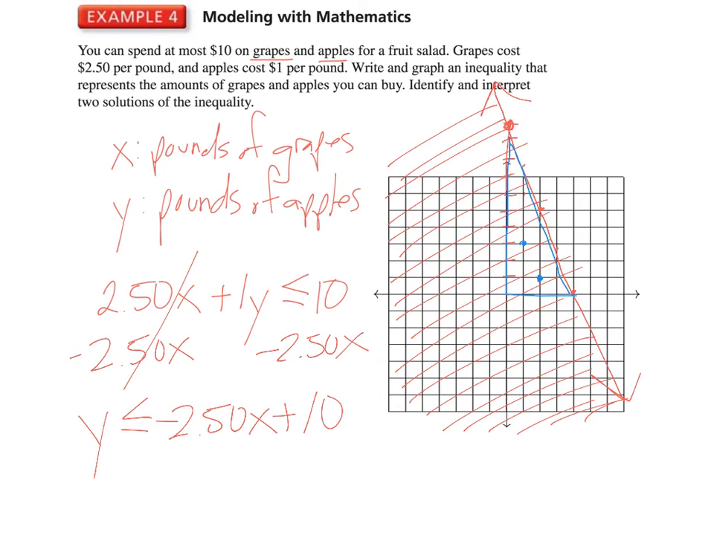For example, 3, 1 or 1, 3. I could choose 2, 1. You plug those into this inequality here, and it will be true. The total will work out to be less than $10. So that's interpreting your two solutions. The important thing is that you know how to come up with the inequality and you know how to graph it.